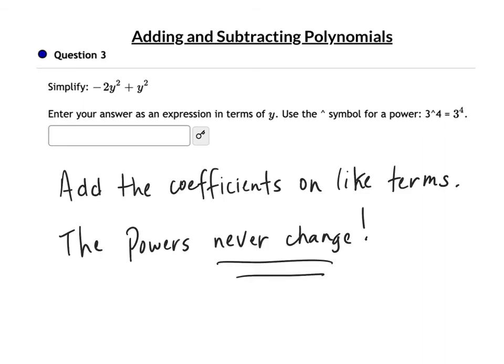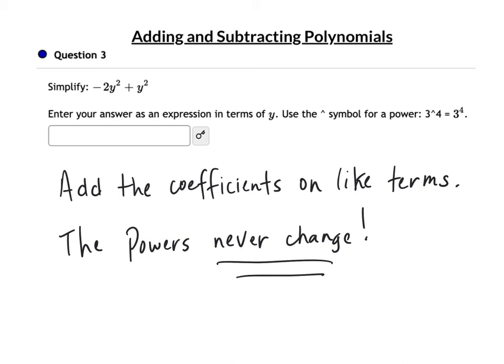You have to get these memorized because when we multiply polynomials, the powers will change, and we'll have a power on a power. The powers will change there too. It's only when you add, the powers never change. Add the coefficients on like terms.